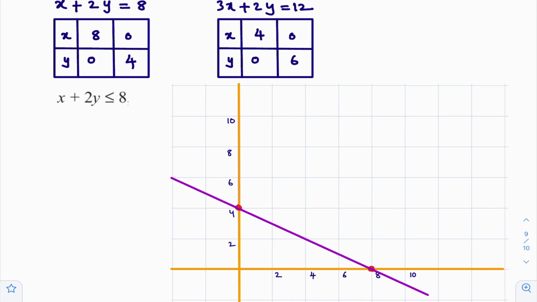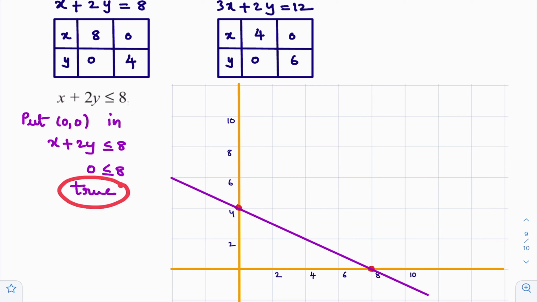As origin side and non-origin side are present for this line, I will put 0, 0 in the given inequality x plus 2y less than or equal to 8. So in place of x you write 0, in place of y also you write 0. Then you will get 0 plus 0 less than or equal to 8, that is nothing but 0 less than or equal to 8. Is 0 less than 8? Yes, 0 is less than 8. It is true. As we got it as true, we will shade the origin side.